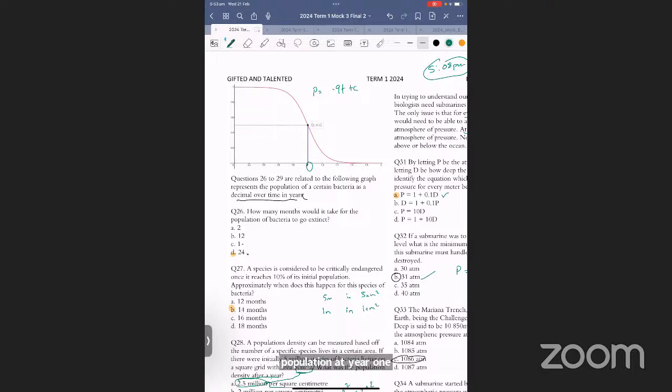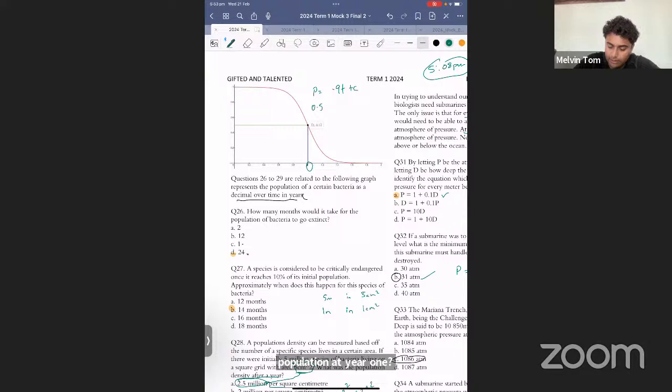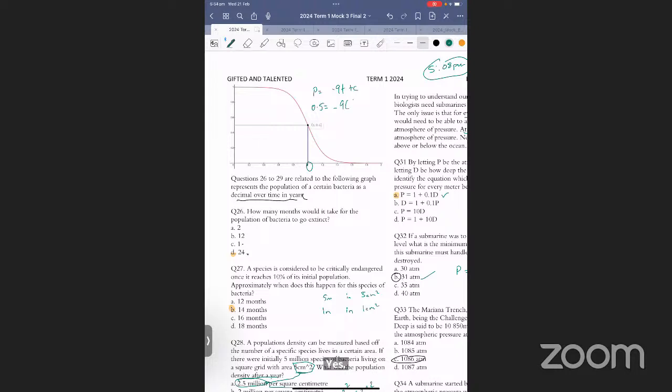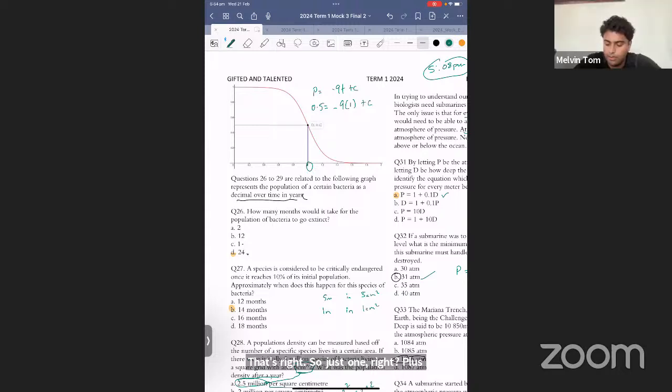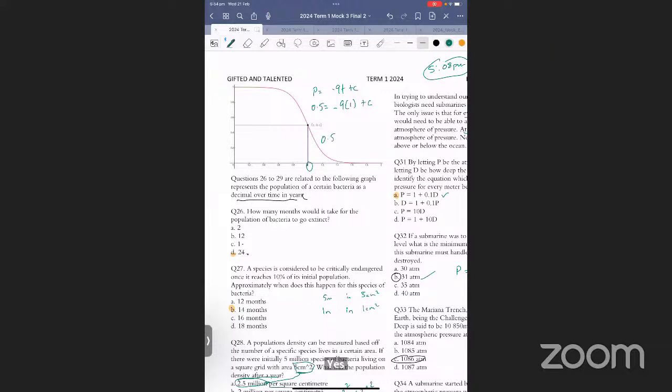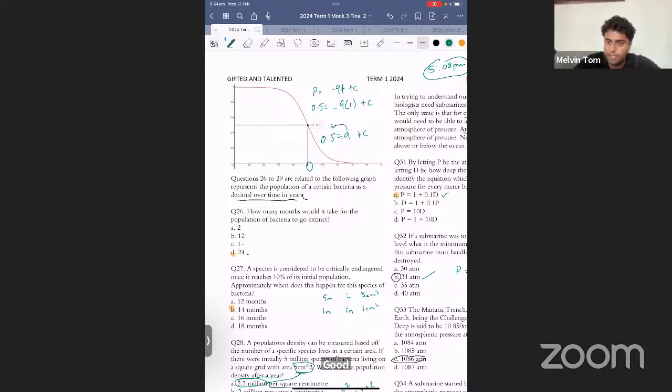0.5. 0.5, right? And what is the time in year 1? What is t? Year 1. That's right. So just 1, plus c. All right. What's -9 times 1? -9. So 0.5 equals -9 plus c. Now you move the -9 across and you get +9. What's 9 plus 0.5?